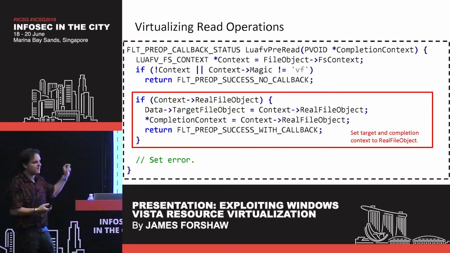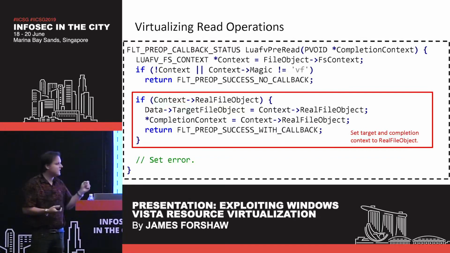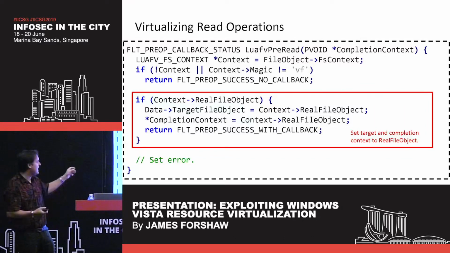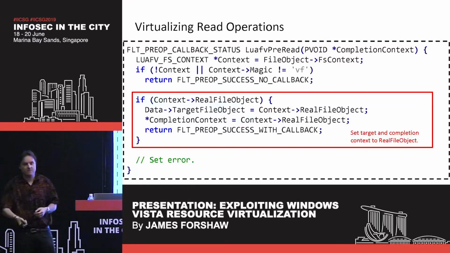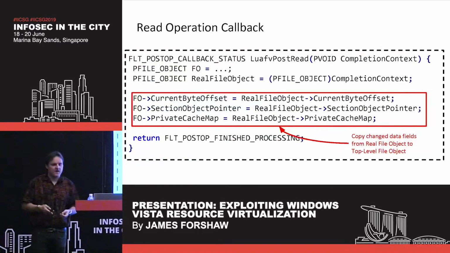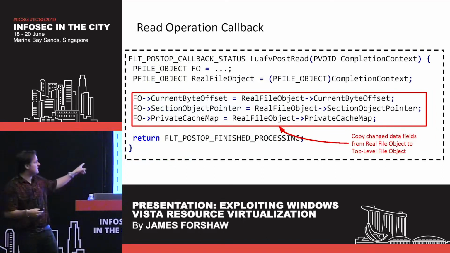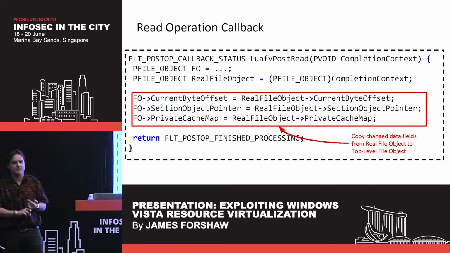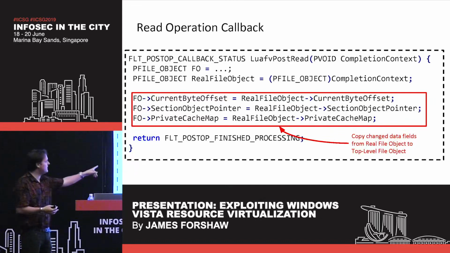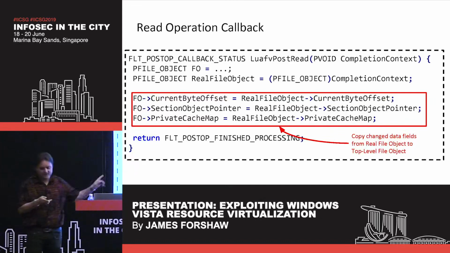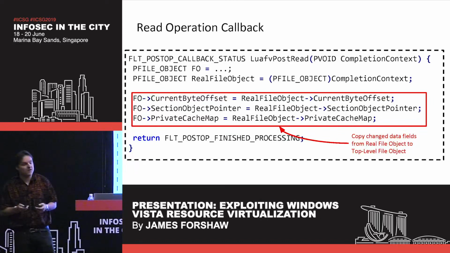So there's actually a specific callback for reading. And what this does is it obviously changes the target file object, but it also captures the real file object and puts it in this completion context pointer, which gets passed back with any filter driver callbacks. And it says, okay, call me back when you've completed. And the reason for doing this is it needs to update certain values in the top level file object. So it needs to update, for example, the current seek pointer, because if it doesn't do that, other pieces of code will fail. It also needs to update this section object pointer, and that's, of course, what I find probably more interesting in this case.